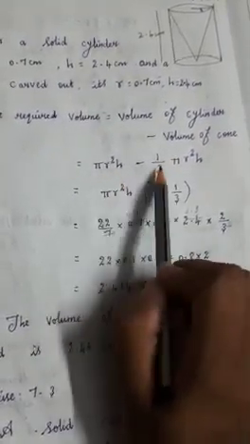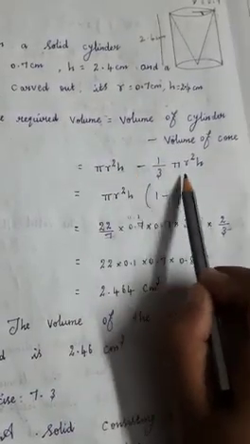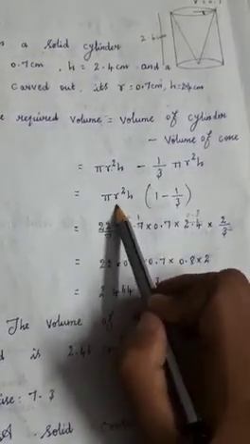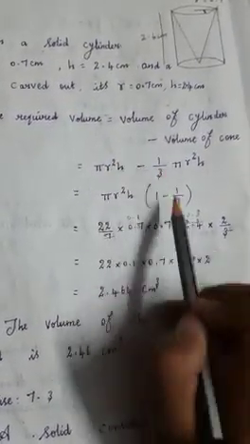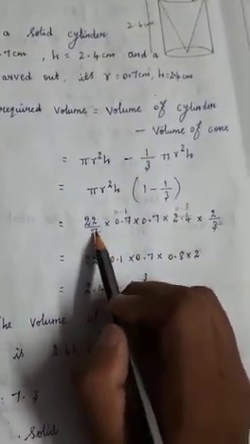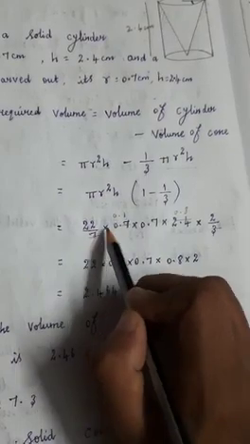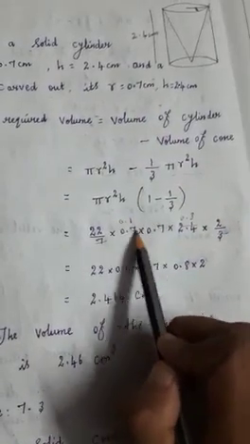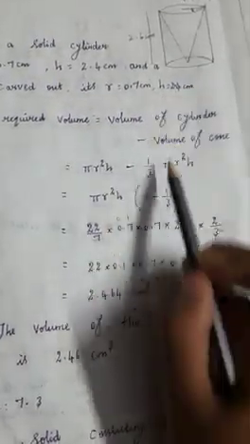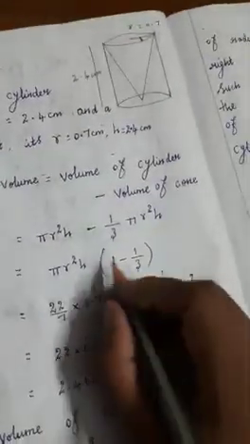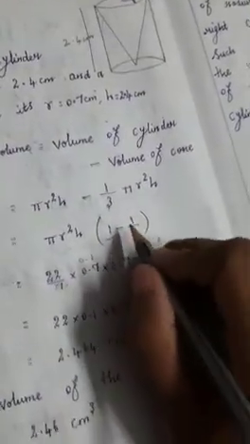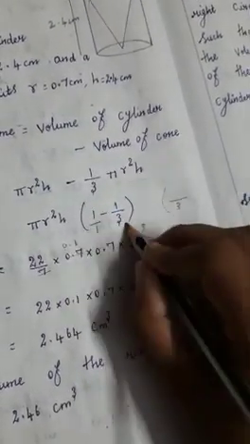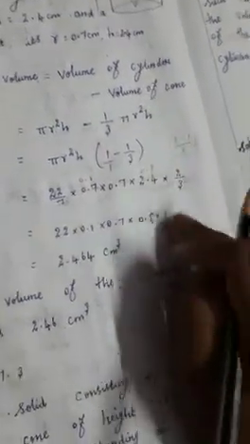The common part we have to take outside. Pi r square h is here and also here, so commonly we can take it outside. Then inside what will come? 1 minus 1 by 3. Now substitute the values: pi is 22 by 7, into r square, that is 0.7 twice, into the height 2.4, into 1 minus 1 by 3. We have to find the LCM because it is a subtraction. The LCM is 3, so 3 minus 1 is 2 by 3.